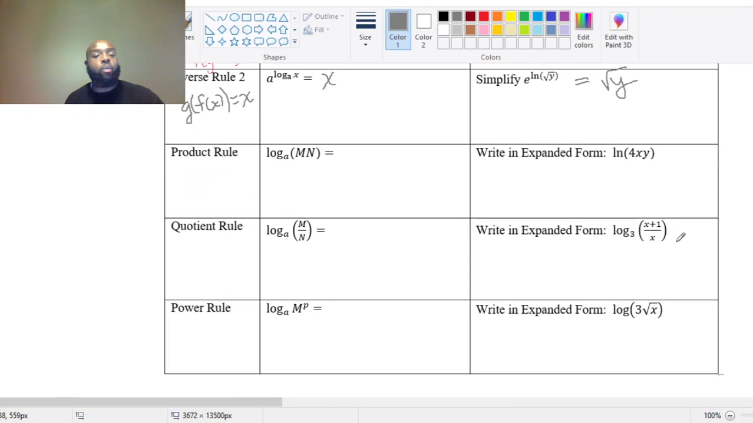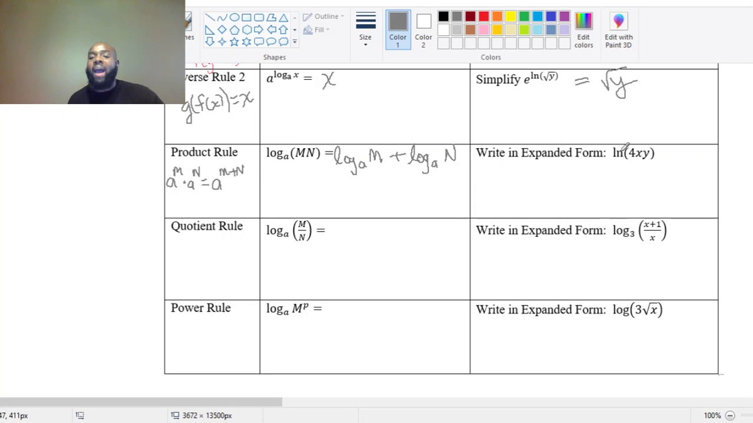We have the product and the quotient rules. The product rule says that if I have log at base A of m times n, where these are two positive numbers, then we can separate or expand this as the log at base A of m plus log at base A of n. It's almost like the product rule for exponents. When I have a product of two exponents, how do I simplify? I add them together. This is how it looks for logarithmic functions.